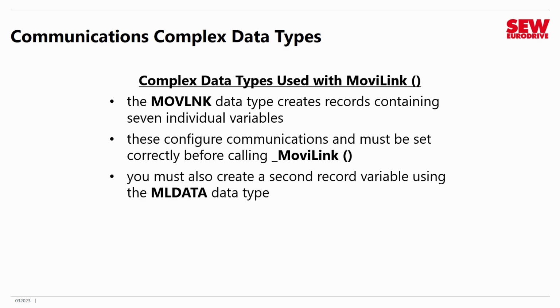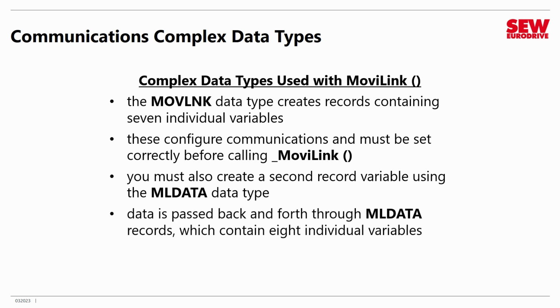Then there's a second data type, which creates a second record variable, and it is called MLData. Data is passed back and forth through the MLData records, which contain eight individual variables. So MoveLink records configure the communications, MLData records pass the actual data back and forth. You always use these together.